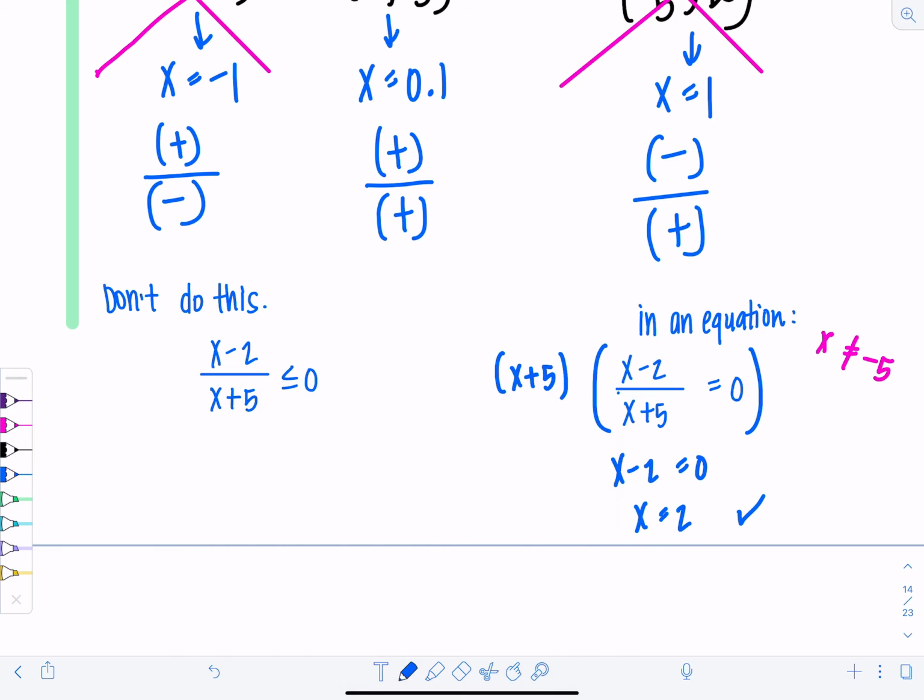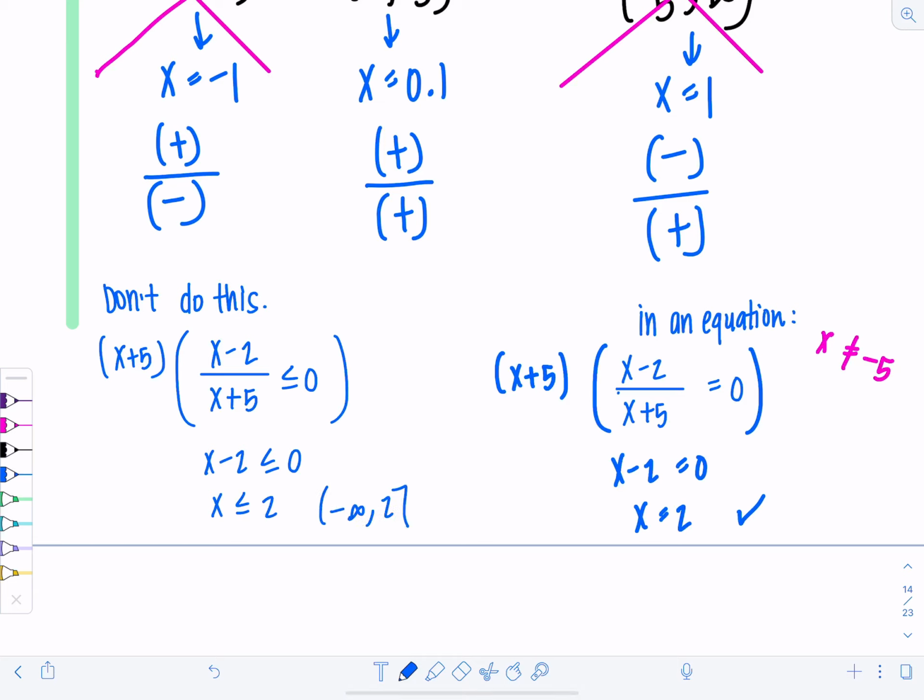So say you try to multiply the inequality through, clear out the fractions. You're losing information about the rational inequality. Then you get x minus 2 is less than or equal to 0. So then you would think, oh, x is less than or equal to 2, which would mean your answer would be the interval from negative infinity to 2. That's not even close. Do you remember what our answer was?